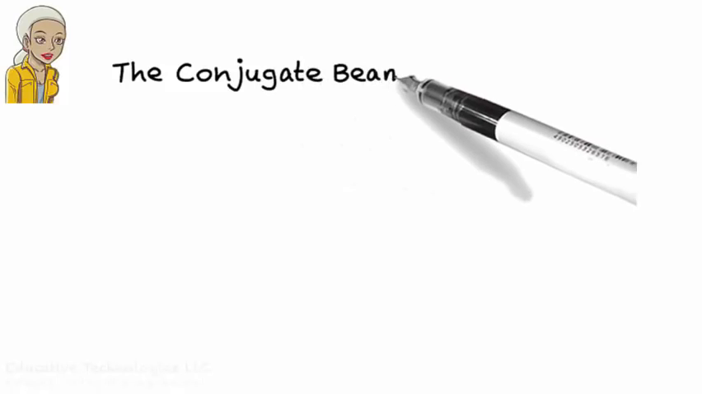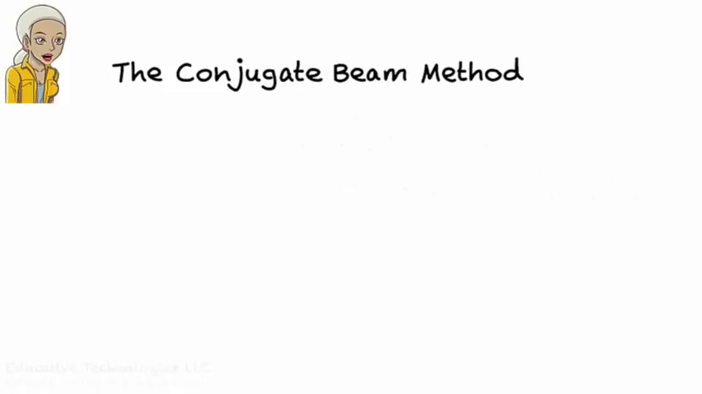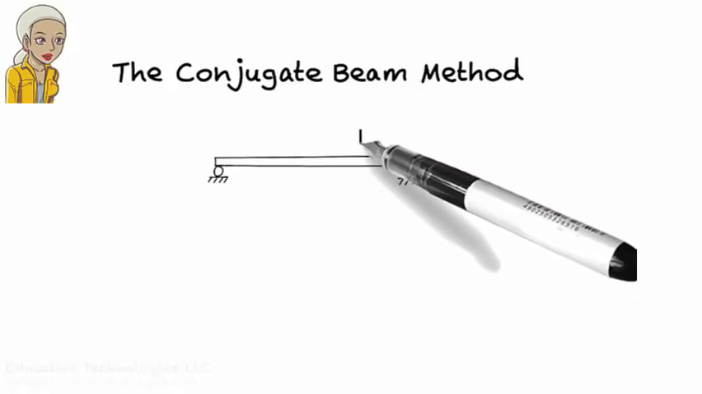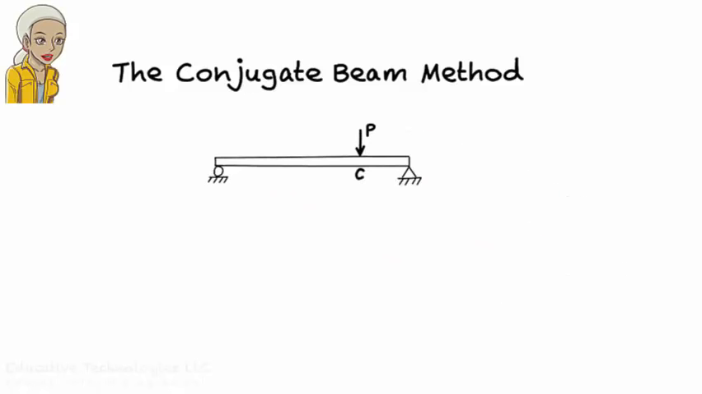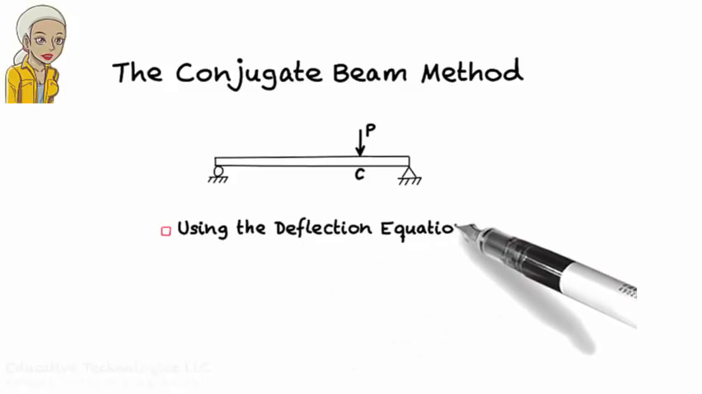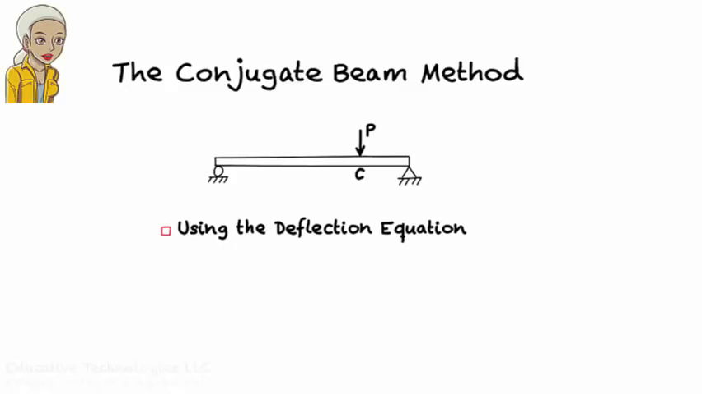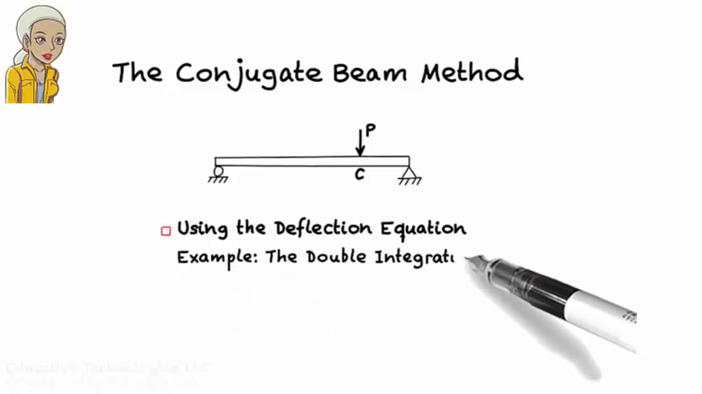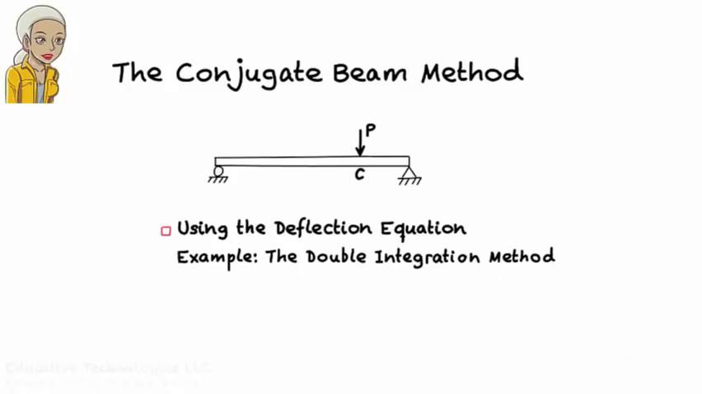The conjugate beam method. How would you go about determining the deflection in a beam at an arbitrary point? Say, deflection at point C in this beam. One approach is to first derive an equation for deflection and then evaluate it at the point of interest. The double integration method discussed in previous lectures is an example of this approach.